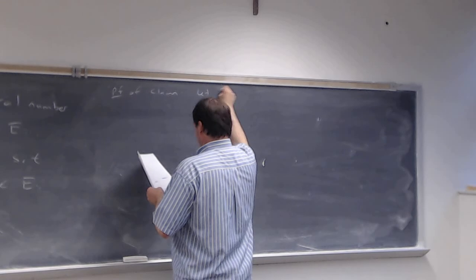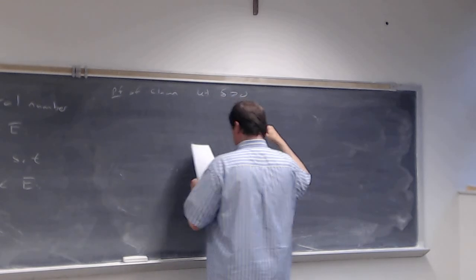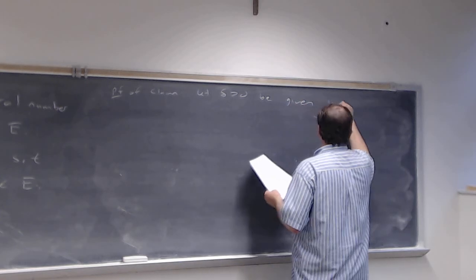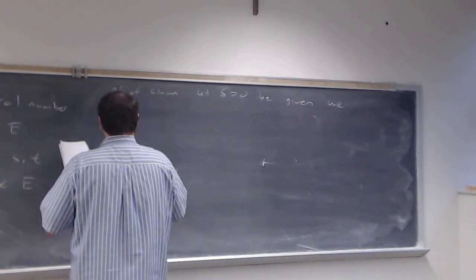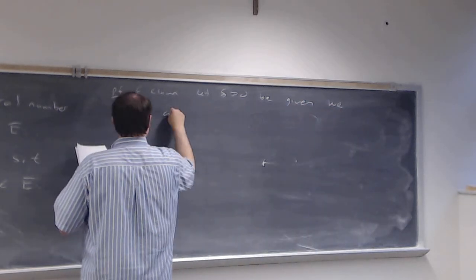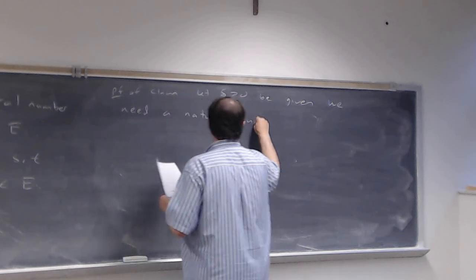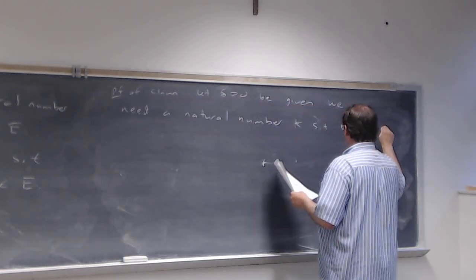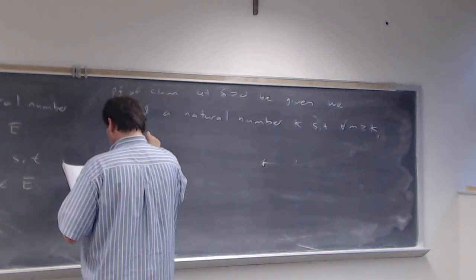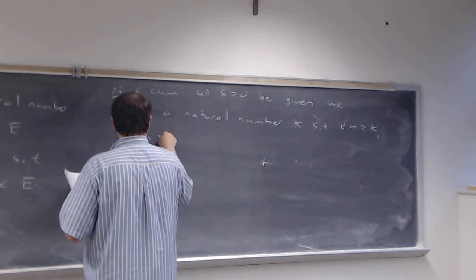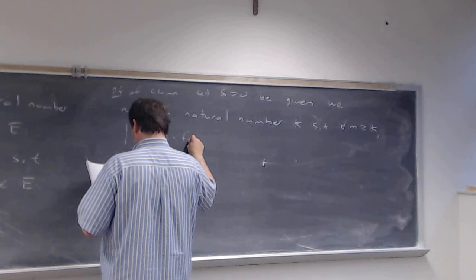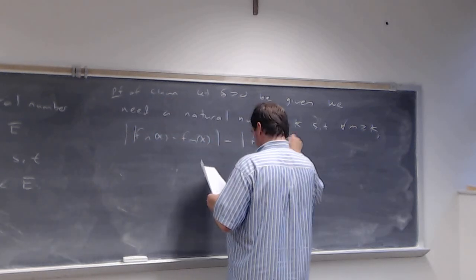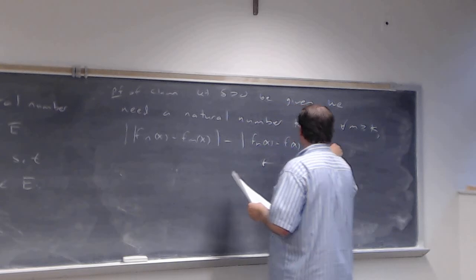What we do, we let delta be greater than 0, be given. Okay, so I'm trying to prove a limit. It's a limit of real numbers. We need a natural number k such that for all m bigger than or equal to this natural number k, the absolute value of the norm of f sub n of x minus f sub m of x minus the norm of f sub n of x minus f of x will be less than delta.